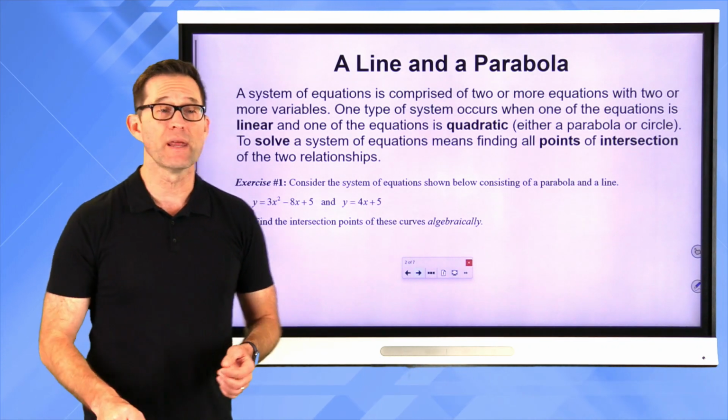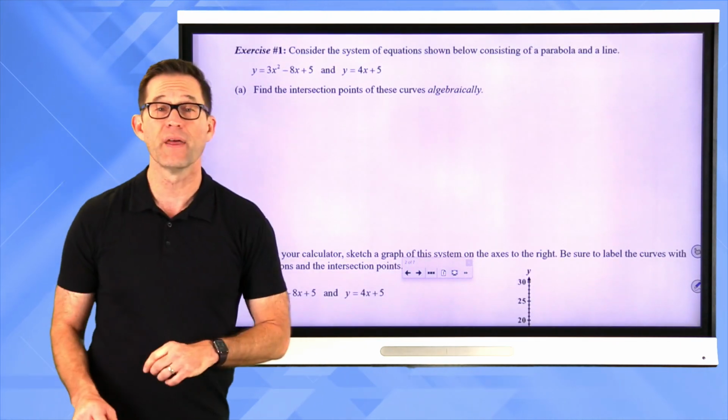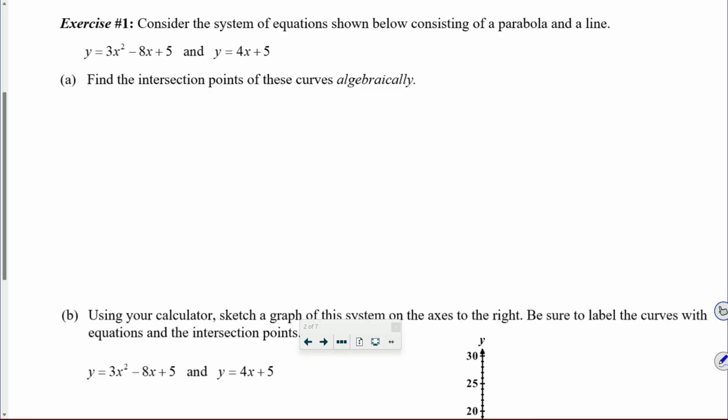So let's jump right in, exercise number 1, and take a look at a parabola and a line. Exercise number 1. Consider the system of equations shown below consisting of a parabola and a line. y equals 3x squared minus 8x plus 5, and y equals 4x plus 5. Letter A, find the intersection points of these curves algebraically. Emphasis on the word algebraically.